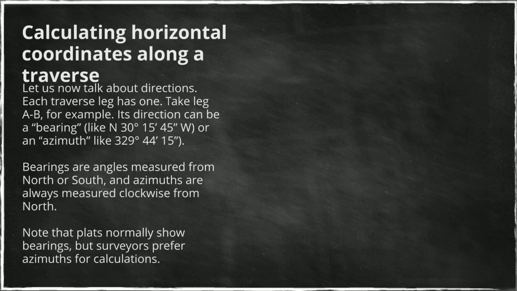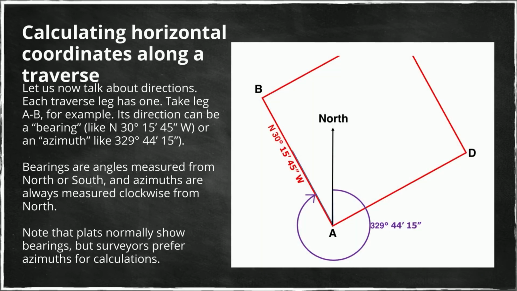Now, from the horizontal perspective, we have to calculate coordinates. And let's say we have the coordinates for A known. So we are going to work around the traverse and calculate the coordinates X and Y of B, C, D, and back to A. The same kind of an idea. We do a complete loop around the traverse. But for that, we first have to talk about directions.